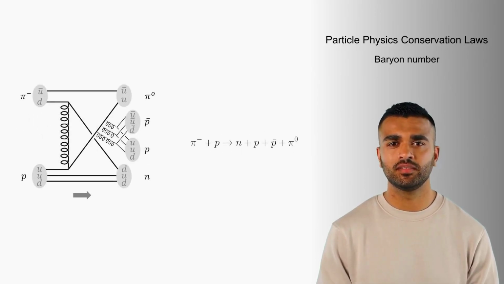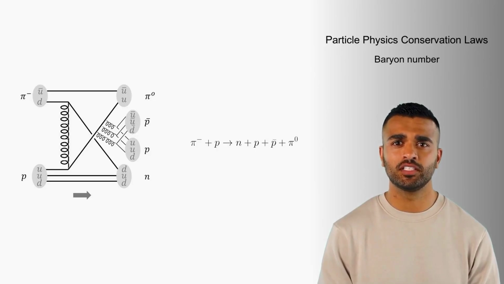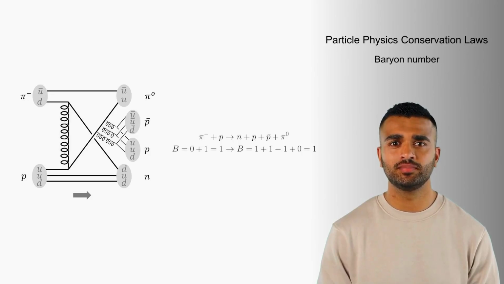Now a scattering example. Pion plus proton goes to neutron plus proton plus antiproton plus pion. The second line tells us B equals 0 for the pion plus 1 for the proton equals 1. This goes to B equals 1 for the neutron, plus 1 for the proton, minus 1 for the antiproton, plus 0 for the pion equals 1. Initially and finally, the baryon number is 1. Even with particle-antiparticle production, the total baryon number stays constant. That is a powerful conservation law.